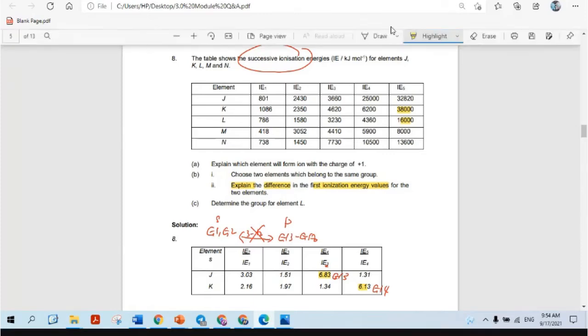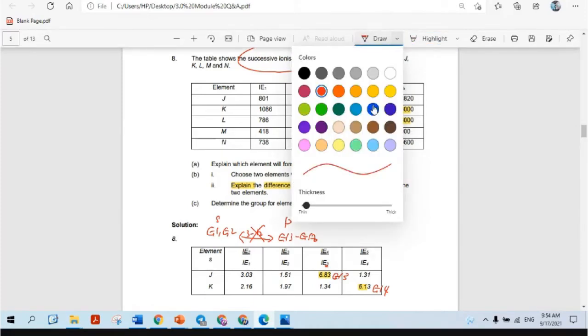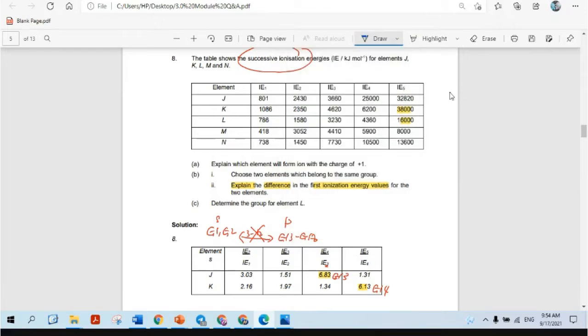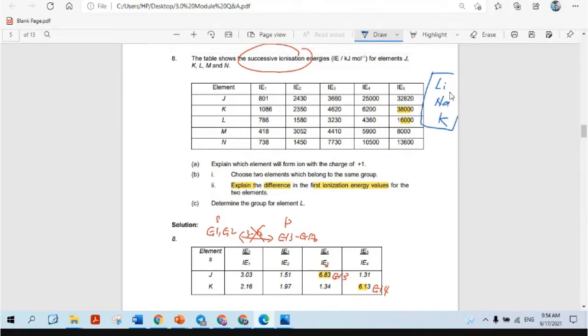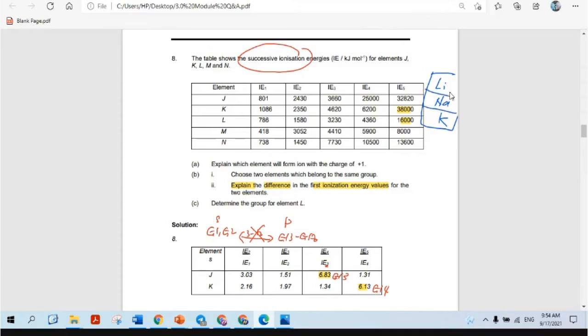Let me use a simple example: lithium, sodium, potassium. If I want to remove the first electron for these three elements, because all have 1 electron, positive 1, meaning it tends to remove 1 electron. Which element needs more energy to remove the first electron? Lithium, sodium, or potassium? Lithium. Lithium, very good. Why? Because the shell is smaller.